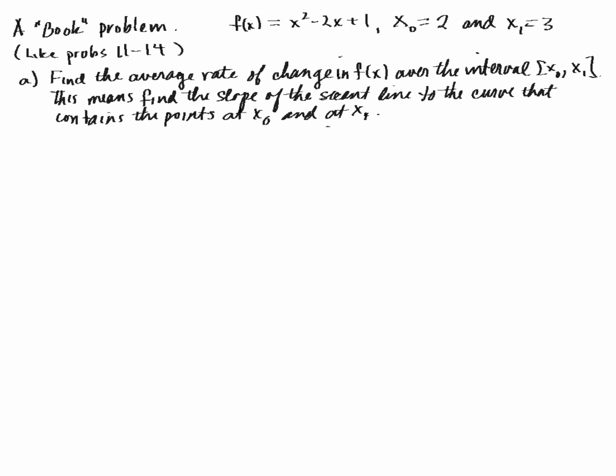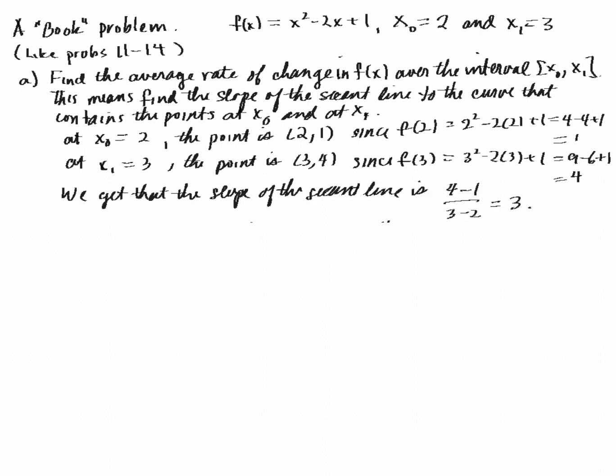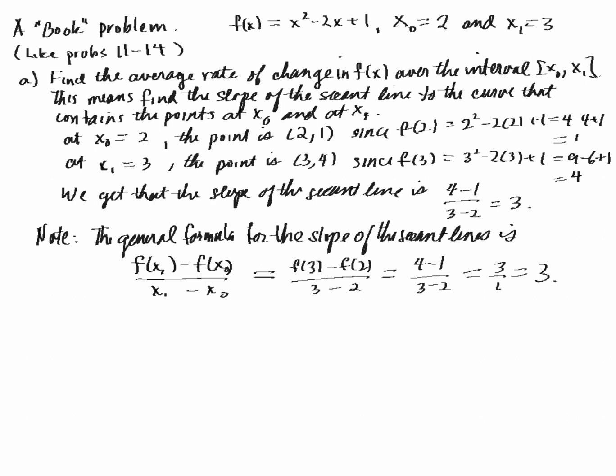This is the same as finding the slope of the secant line through the points at x0 and at x1. At x equal to 2, the point on the graph is the point 2, 1. We get the 1 by plugging into our formula and working it through to get that y is equal to 1. At x equal to 3, the point is 3, 4, and similarly we have to plug into our formula to get y equal to 4. We can now find the slope of the line through the points 2, 1 and 3, 4 and see that that slope is 3. Using function notation, we could have written down the formula for the slope of the secant line this way and then fairly quickly and efficiently gotten to our answer as before.